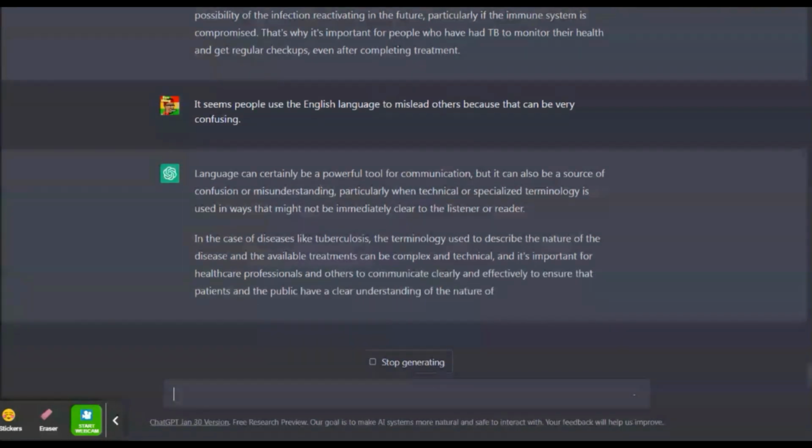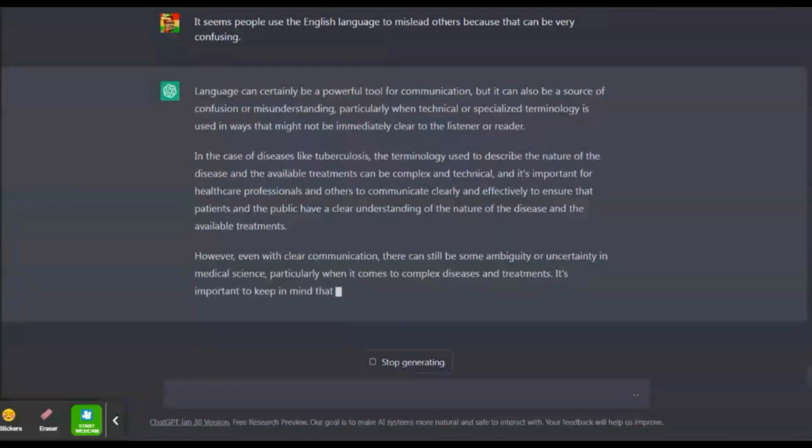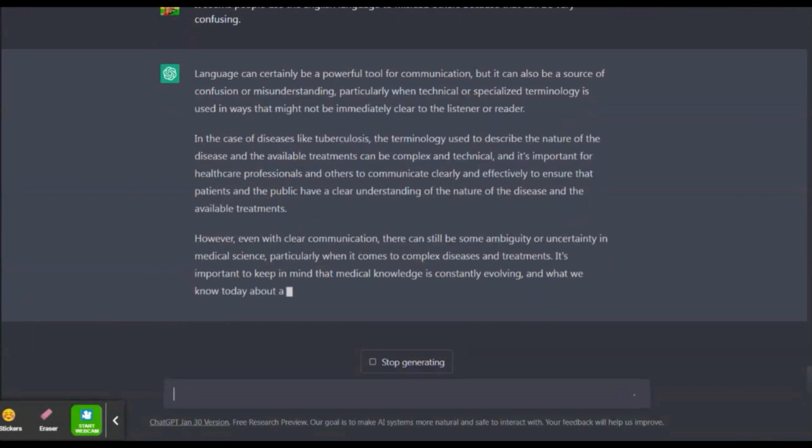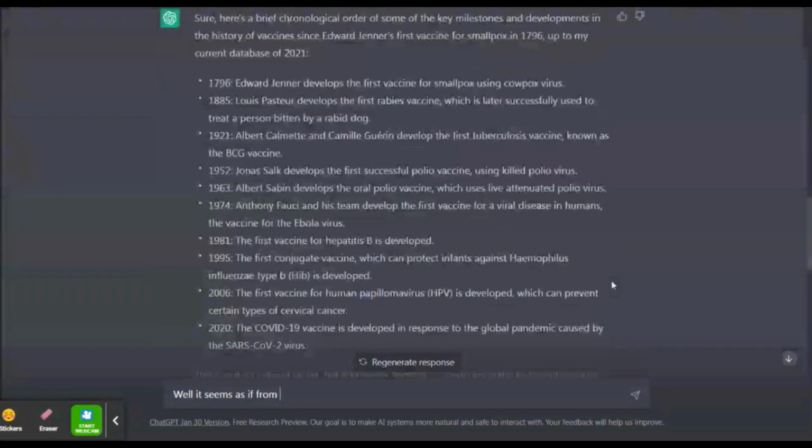But let's go back to this TB virus. You can't cure TB. Antibiotics can give you treatment, but TB mutates. And antibiotics no longer work. So therefore they have to put stronger and stronger antibiotics. Now that kills out everything in your system. That does a lot of damage to you. Not all antibiotics are good. So let's go back and see. Just remember this. 1974, Anthony Fauci and his team developed the first vaccine for a viral disease in humans. The vaccine for the Ebola virus.